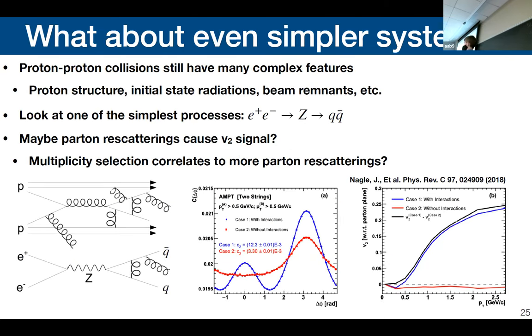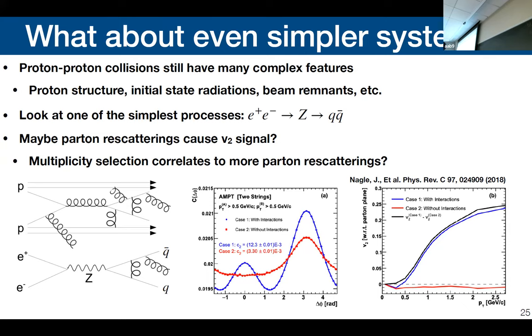So for that last question, there was a very interesting paper written somewhat recently in 2018, where they basically mentioned that proton-proton collisions are still very complicated systems. Protons have internal structure because they're not fundamental particles. There's things like initial state radiation, beam remnants, color reconnection. So it's all kind of summarized in that complicated diagram on the top left there.